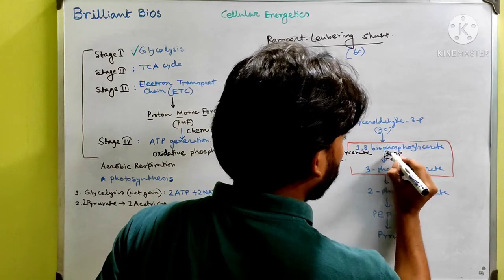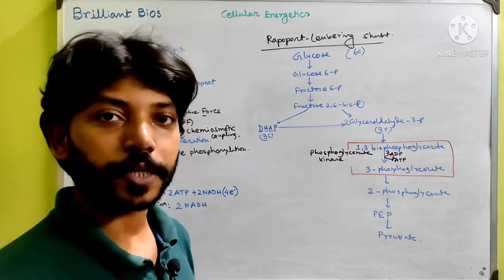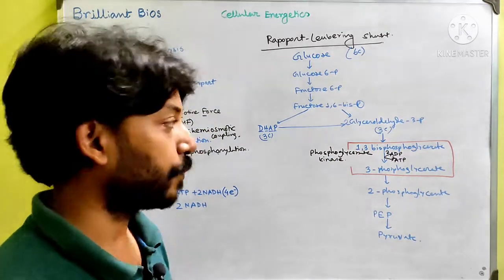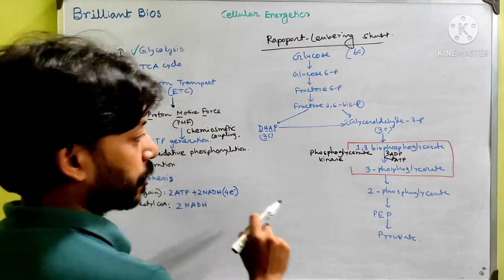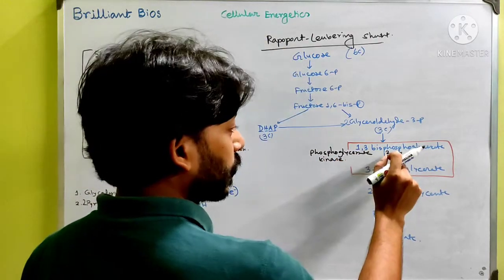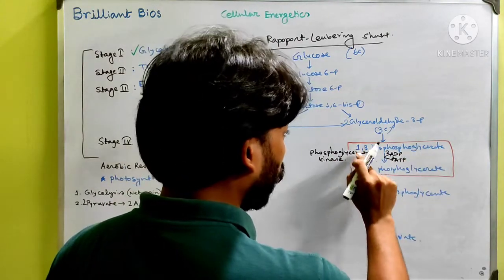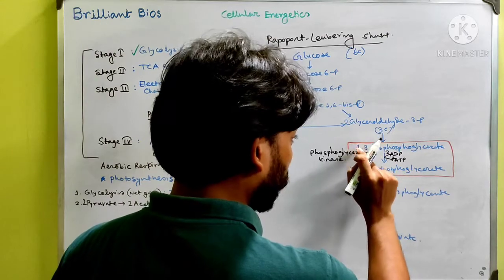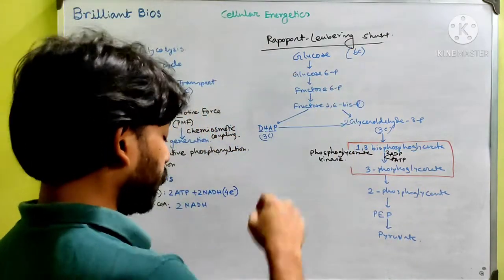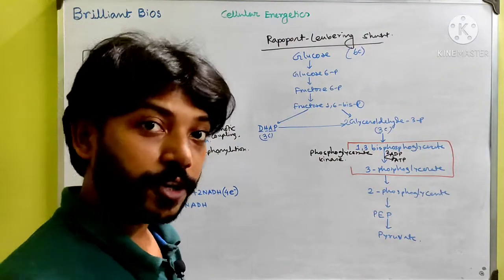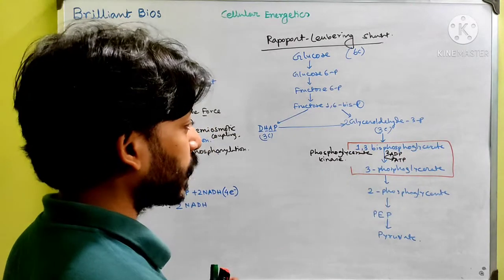ADP is converted into ATP, and this type of production of ATP is called substrate level phosphorylation. It is totally different from oxidative phosphorylation. Now this kinase enzyme removes one phosphate from carbon 1 to make ATP. Now the Rapoport-Leubering shunt bypasses this step, and what happens?